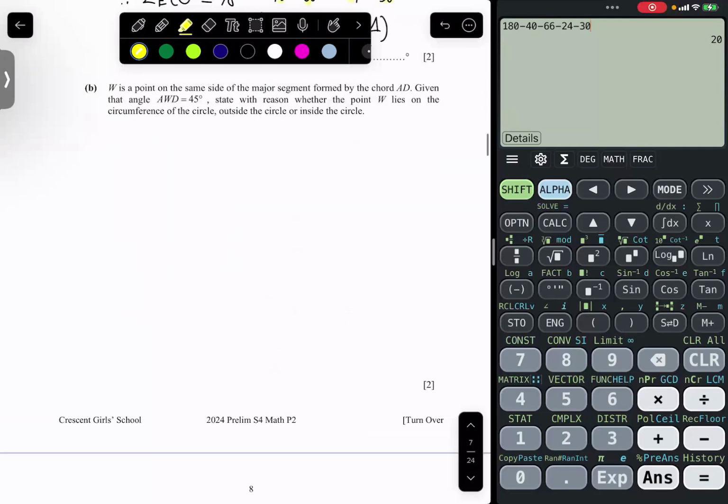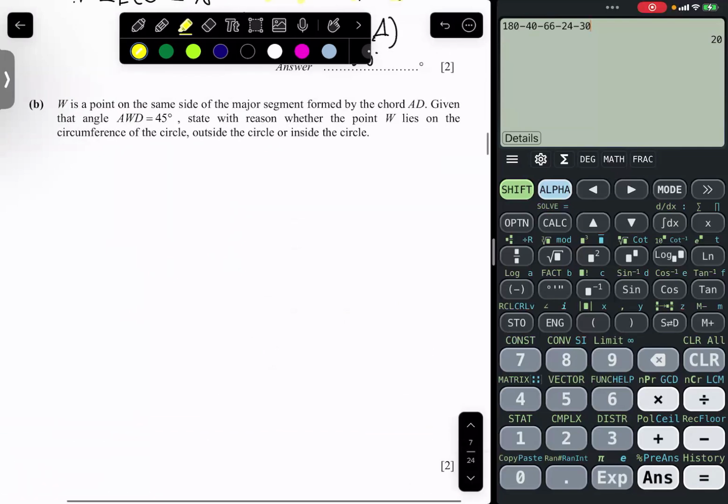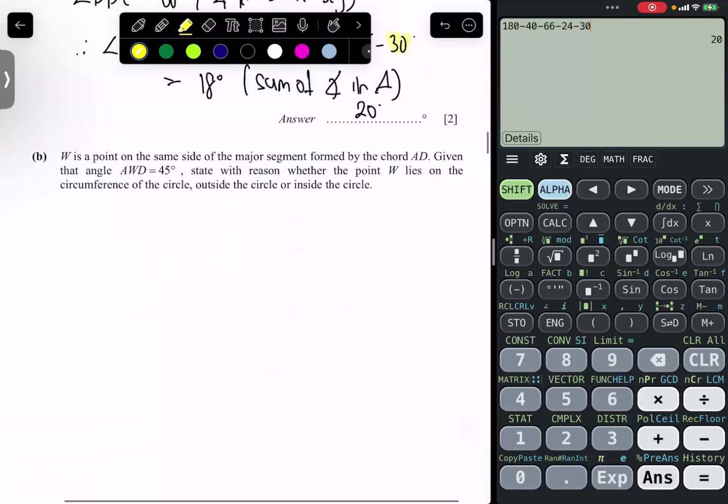20 degrees. Now, W is a point on the same side of the major segment formed by the chord AD. Given that angle AWD equals 45, state with reason whether the point W lies on the circumference of the circle, outside the circle, or inside the circle.